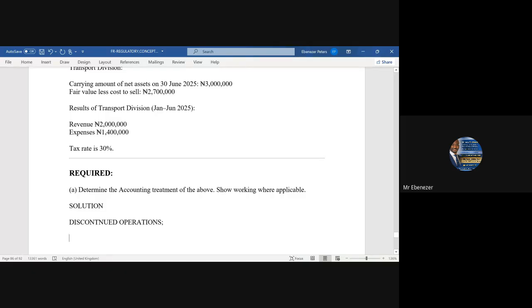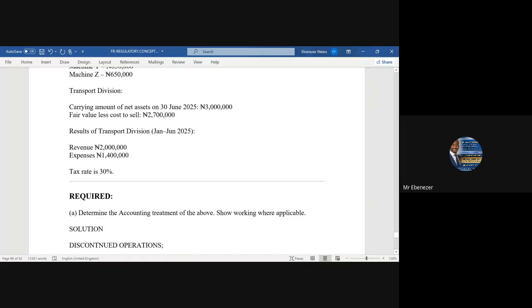We were told that the carrying amount of the division as at 30th June was 3 million, and the fair value less cost to sell is 2.7 million. So which one will be the cost attached to the discontinued operation? 2.7 million. In other words, 2.7 million is the amount we are going to realize from the sale of the operation. If we discontinue the use of the operation, 2.7 million will be realized. So we have determined that, and now we go ahead and do what is required of us.